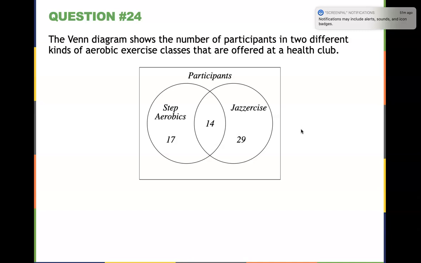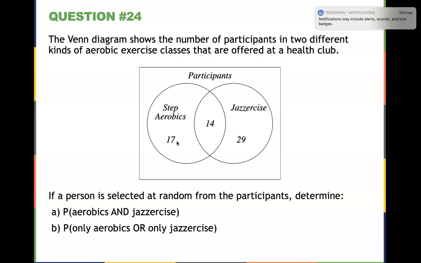Okay, question 24. The Venn diagram shows the number of participants in 2 different kinds of aerobic exercise classes that are offered at a health club. So we can see that we've got step aerobics and jazzercise. If we add up all these values together, that's 60 people. And looks like 14 of those people are enrolled in both aerobics and jazzercise. 29 are enrolled in jazzercise only, and 17 are enrolled in aerobics only.